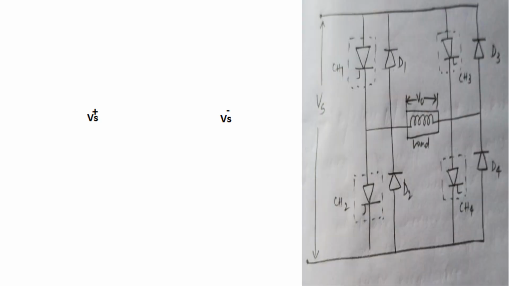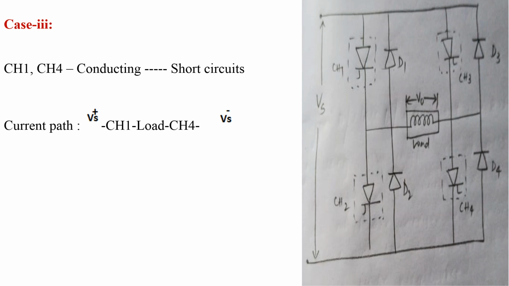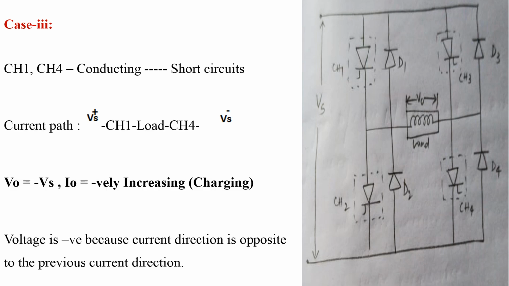Coming to the third case of working, this is the circuit diagram. In the third case, we are going to consider chopper CH1 as well as CH4 in conducting state, and all remaining choppers and diodes are in non-conducting state. Means CH1 and CH4 act as a short circuit. Due to the conduction of CH1 and CH4, there is a path for current from source to load, from Vs plus, CH1, load, CH4, and Vs minus.